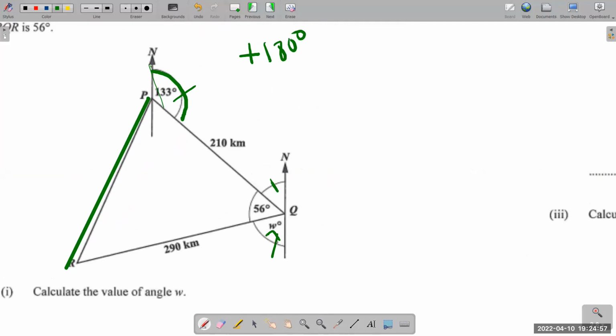What should you do? What do you know about all three of these angles? All of them are on what? They're in a straight line, so all three of them must add up to 180. We don't know how to find this, because we know this and this add up to 180. So we say 180 subtract 133. That's how we find this. Everybody realize that? They're going to ask you to find this.